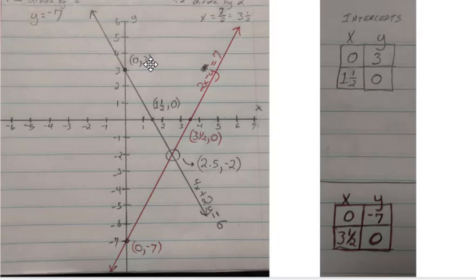I'm labeling my graph. All right, so that's 1 point. I only need 2 points to draw a line. Between any 2 points, a line can be drawn. Okay, that's a rule you got to know. So the second point is my y-intercept.